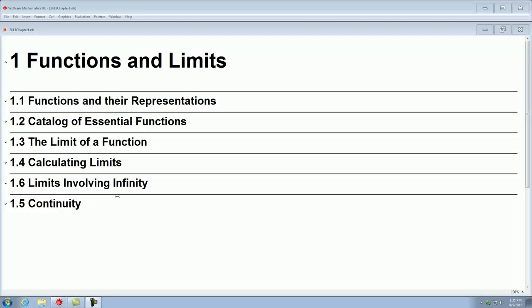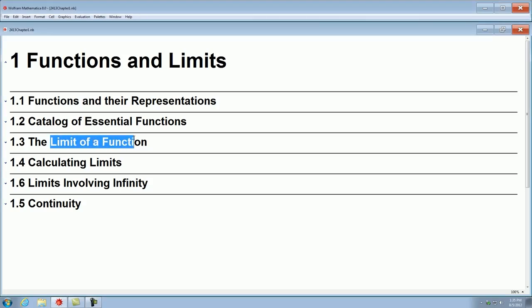Okay, now we are going to start calculus, basically. Everything up to this point is stuff you've seen. 1.3, the limit of a function. So the limit is really the heart of calculus, and that goes for Cal 1, Cal 2, Cal 3. Everything in calculus is based upon the concept of a limit. So this is important stuff.